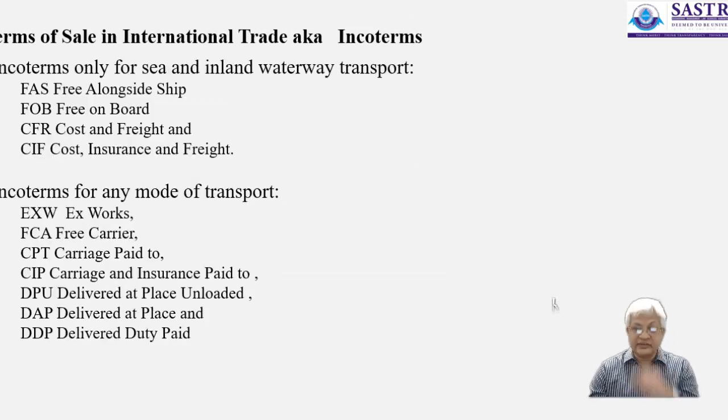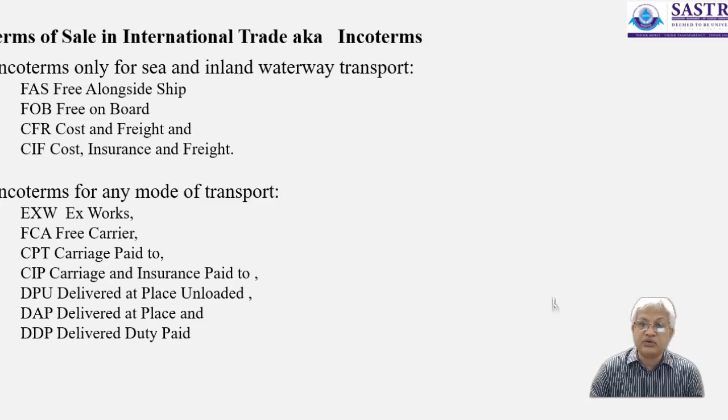So, let us see what those are. We are divided into two parts. One is Incoterms that is only for sea and inland waterway transport. It is only for that. That means those terms are not used for any other modes of transport. Those are free alongside ship, FAS. FOB is free on board. CFR is cost and freight. Some companies mention CNF, where N is cost and freight. CFR and CNF are the same. CIF is including insurance, that is cost, insurance and freight. That is one part of it.